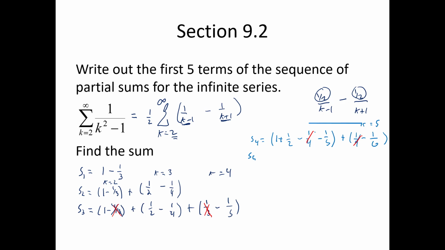And so when you go and find S5, now you have 1 plus 1/2 minus 1/5 minus 1/6. And then you add the next term, which is when k is 6. So you get 1/5 minus 1/6. No, I'm sorry, k is 6, so 1/7. So then the 1/5 will go away.